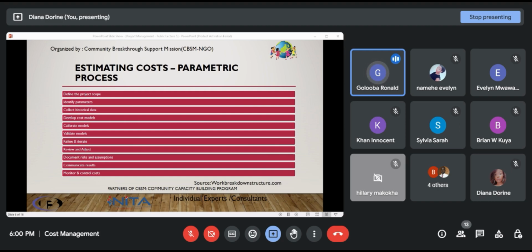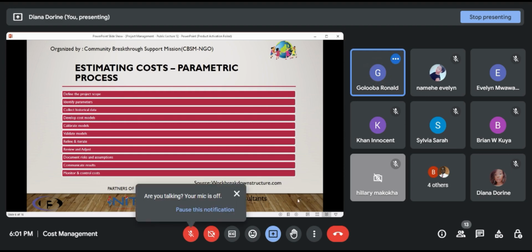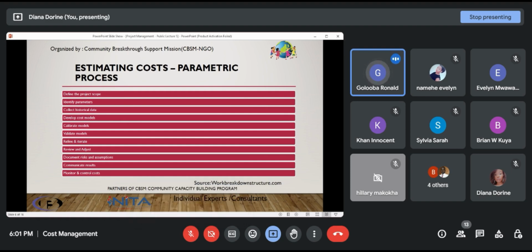Once you've communicated and the stakeholders have understood, mostly this involves sharing a budget with them, then you start monitoring and controlling your costs. This is done throughout the project's life cycle. And how we do it is you compare the actual costs to the estimated costs, and you identify variances and take corrective action as necessary to keep the project within the budget constraints.